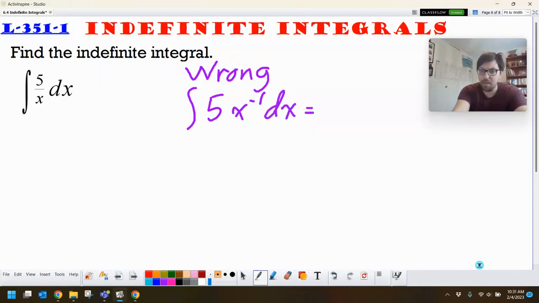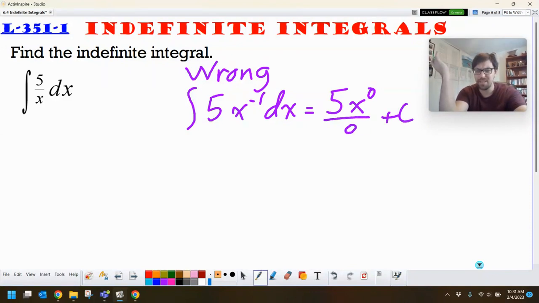And if I apply my power rule, I would add 1 to that exponent, and I would get 5x to the 0 over 0 plus c. Well, I can't divide by 0. So since I can't divide by 0, it seems like I can't find the antiderivative of this thing. But I can if I follow my proper rules.